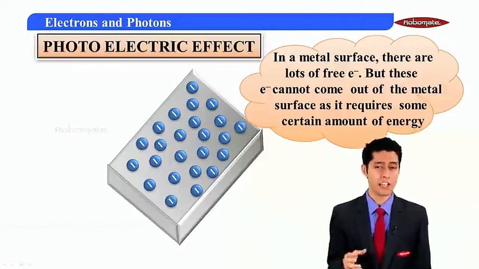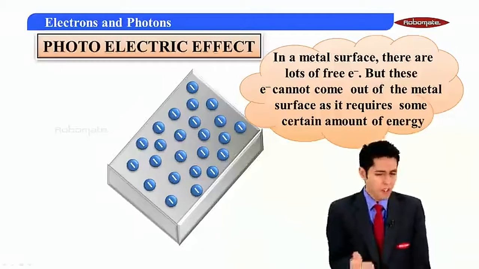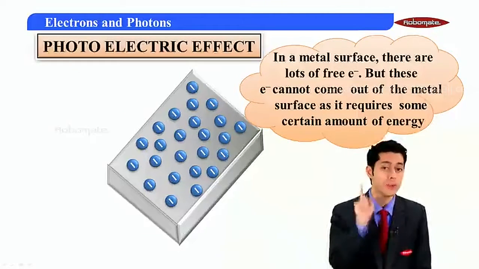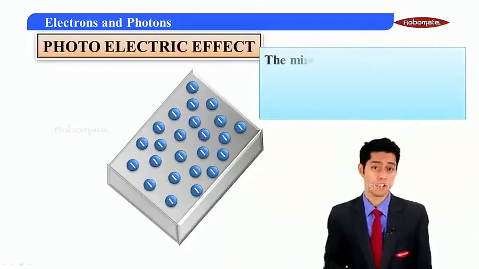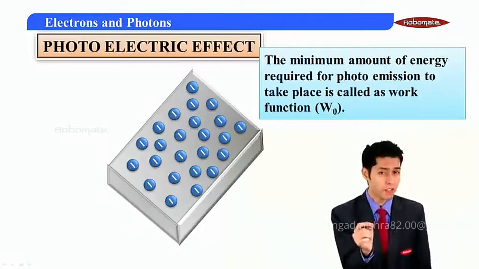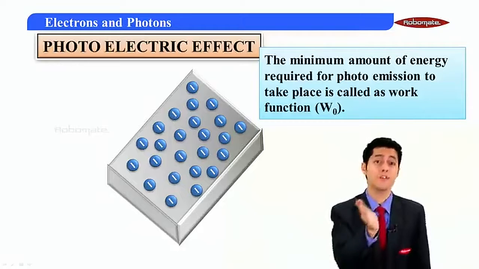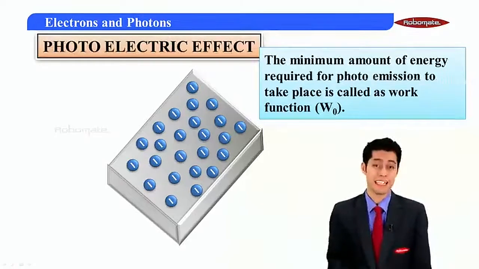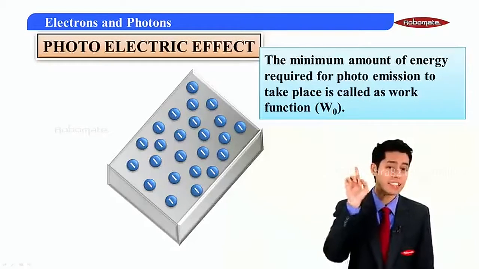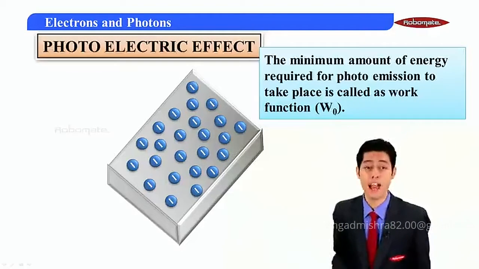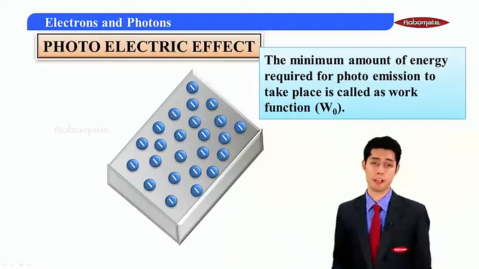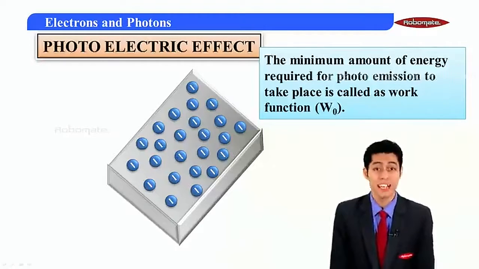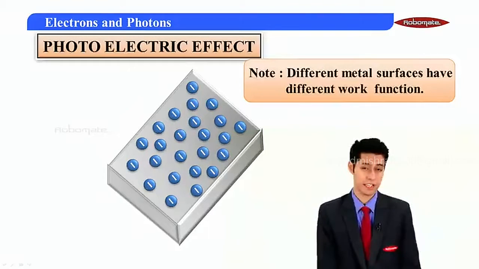Imagine if they want 50 joule energy and I'm giving only 40 joule, will they come out? No, they require that 50 joule, then only they will come out. So the minimum amount of energy required for photoelectric emission to take place is given a new term, and it is called the work function. The minimum amount of energy required for photoemission to take place, students, is called the work function.